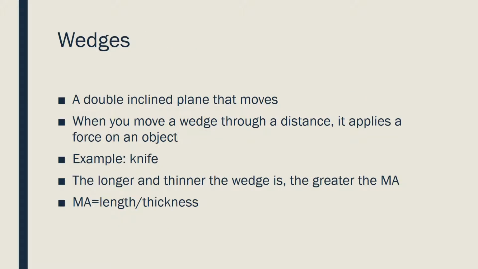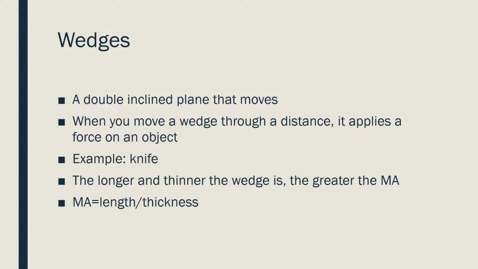Basically what a wedge is, it's a double inclined plane that moves. It's like having two inclined planes back to back to create a point. A good example of this is any kind of blade, a knife, a sword, even zippers. If you look, they form a little bit of a wedge. The teeth of a zipper, those are all considered wedges.